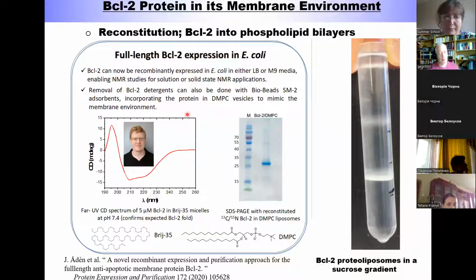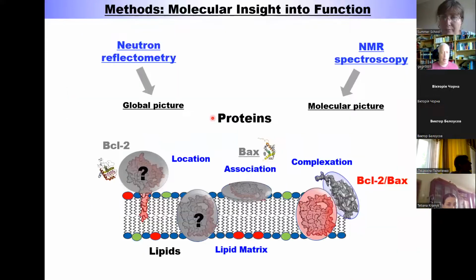So it's clear if you purify it, you put it in detergent, and then if you want it in a membrane, you have to do reconstitution back into a bilayer. Like here, DMPC liposomes. You see here, if you make a density gradient, you can centrifuge it and reconstitute it back into its membrane-similar environment, which is quite important. And this works quite well.